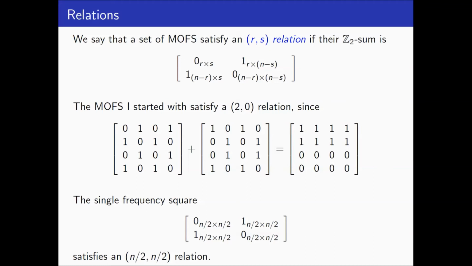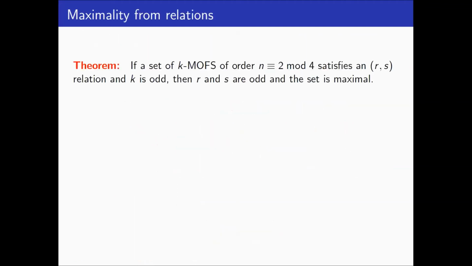Okay, so why is that interesting? Well, we proved that if n is 2 mod 4 and it satisfies an R by S relation, and if the number of squares that you have in your set is odd, then necessarily both R and S will be odd, but probably more interestingly, the set is necessarily maximal. So there's a parity argument here that says if you have this condition on the sum of your matrices, then the result will be maximal.